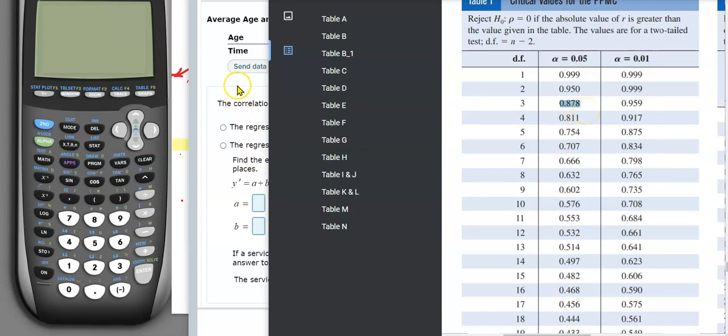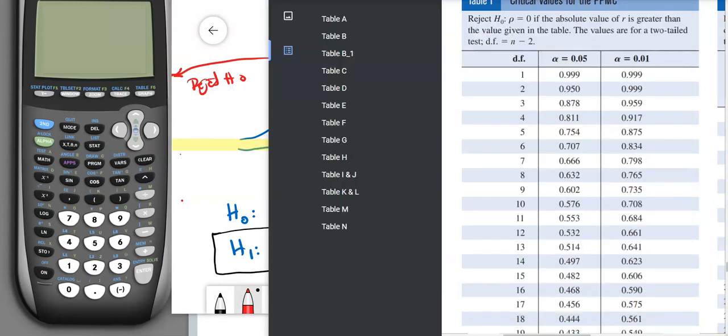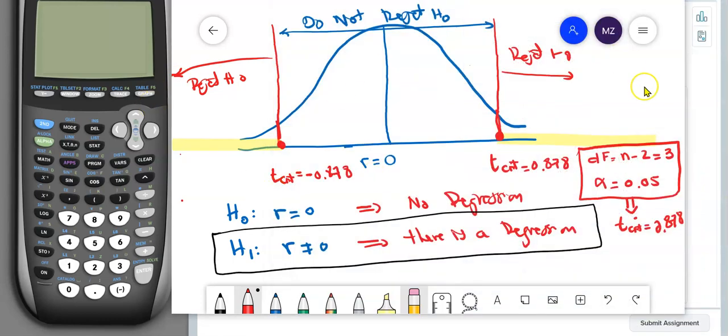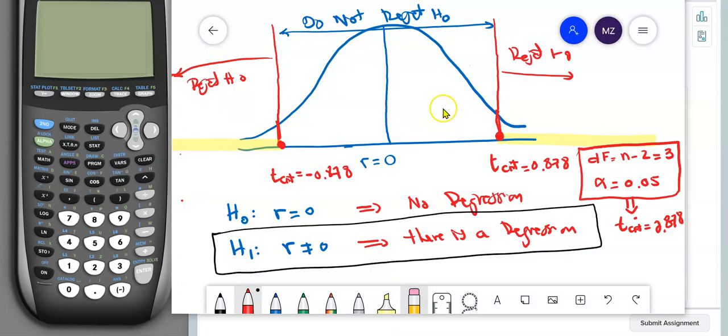All right. So if I go back here, 0.878. What do I mean? This value is going to be 0.878, and this one will be minus 0.878. So now the R that you had, I don't need the table anymore. The R that you had in your question is going to tell you the R equals 0.943. So this is the R test.